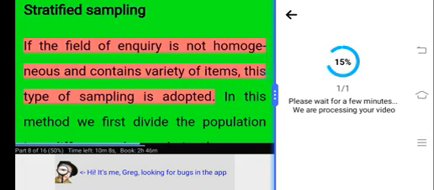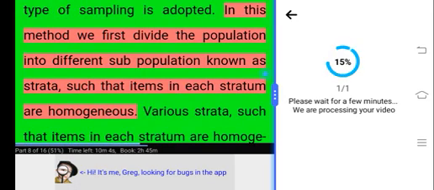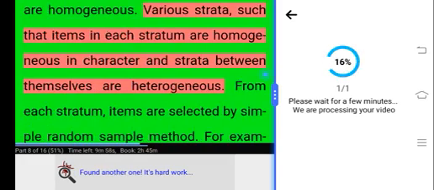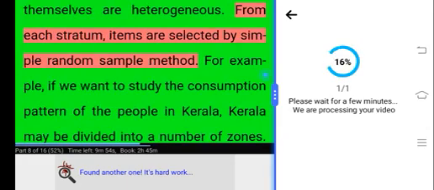Stratified sampling. If the field of inquiry is not homogeneous and contains a variety of items, this type of sampling is adopted. In this method, we first divide the population into different subpopulations known as strata, such that items in each stratum are homogeneous in character, and strata between themselves are heterogeneous. From each stratum, items are selected by the simple random sample method.